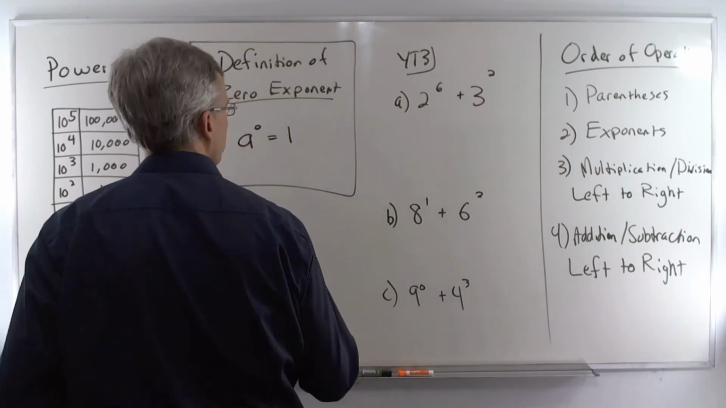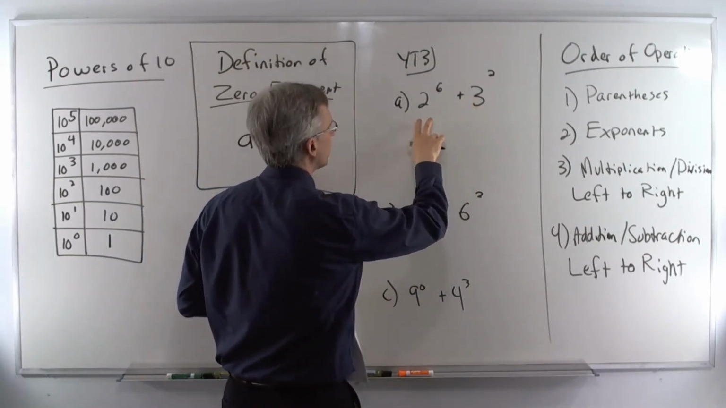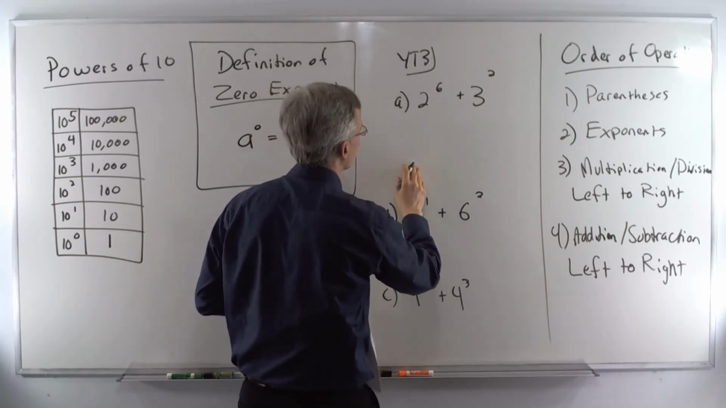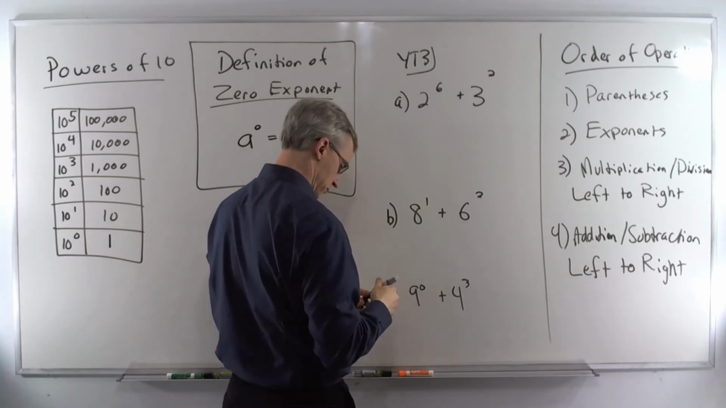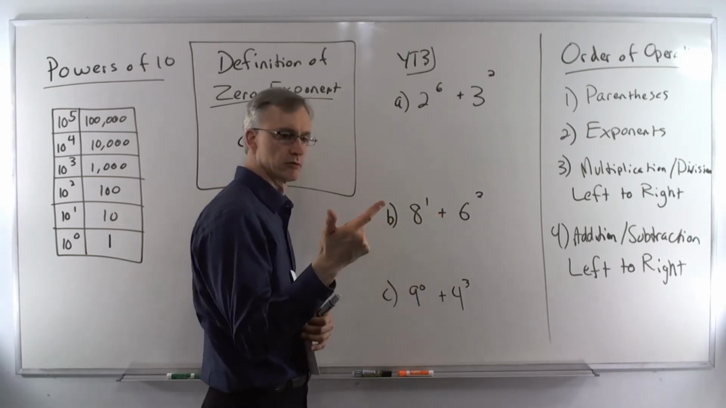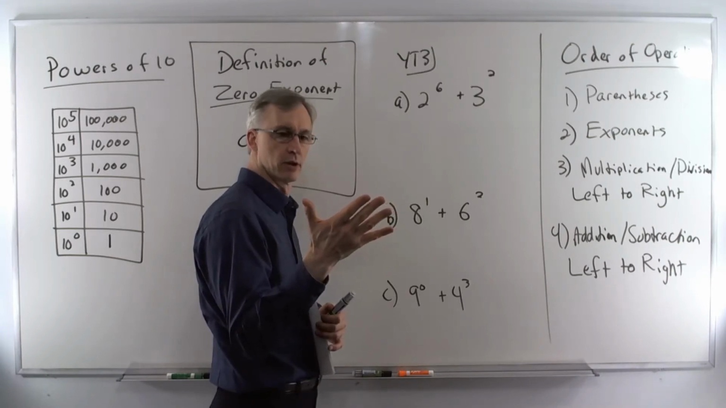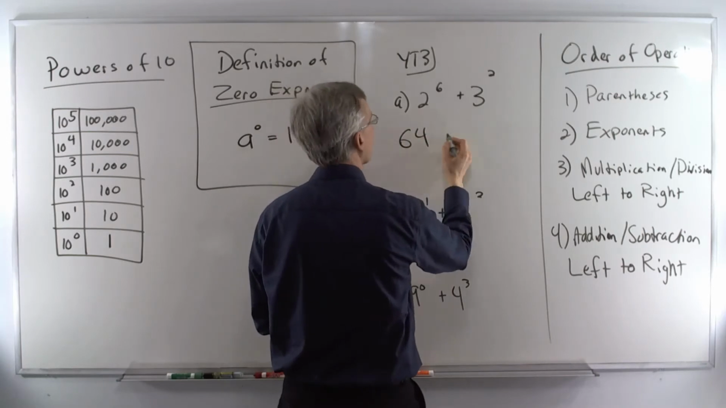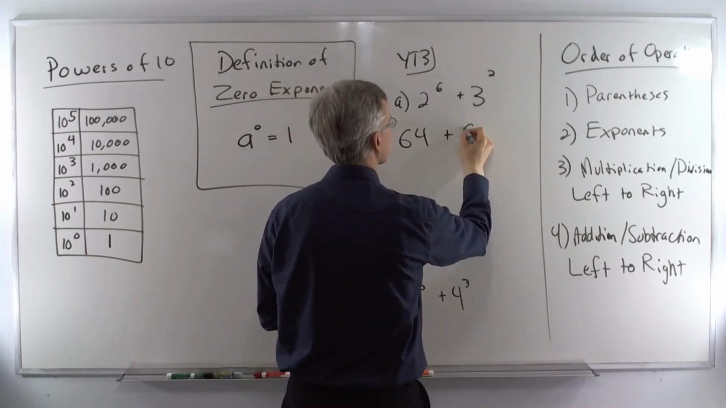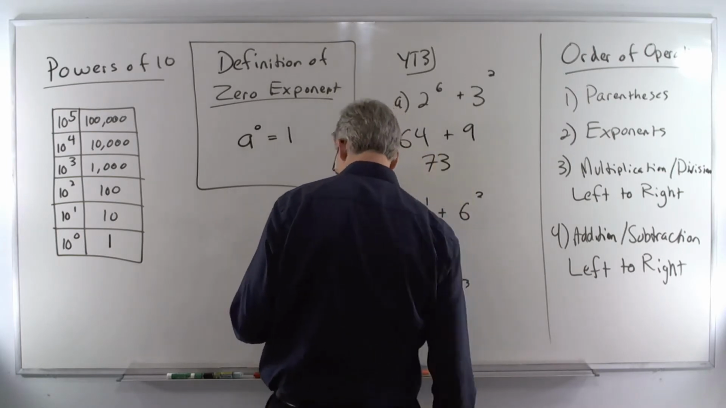So the first one, 2 to the 6th plus 3 squared. 2 to the 6th, we have 6 2s being multiplied. So we got 2, 4, 8, 16, 32, 64. And 3 squared is 9. Add them together, we get 73.